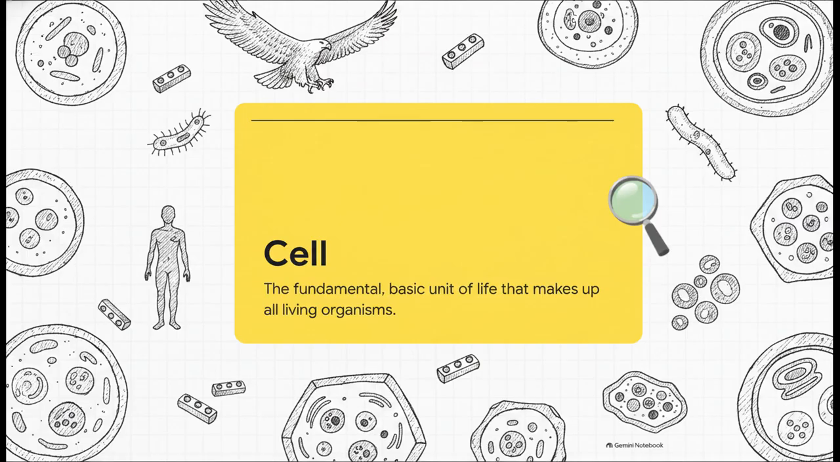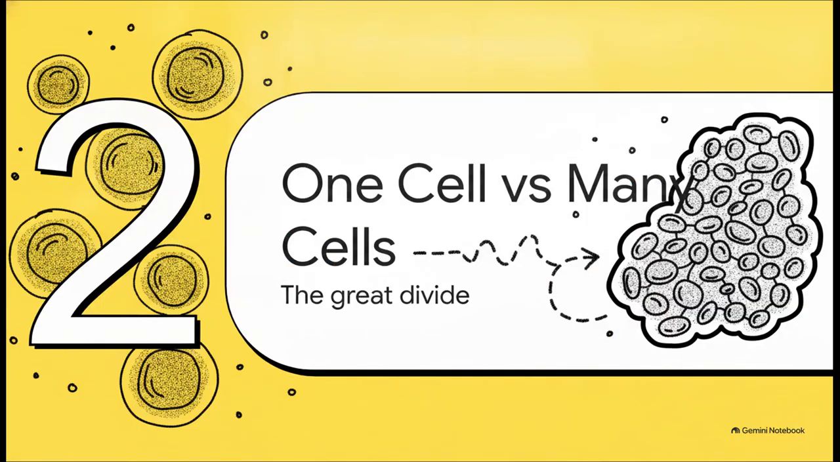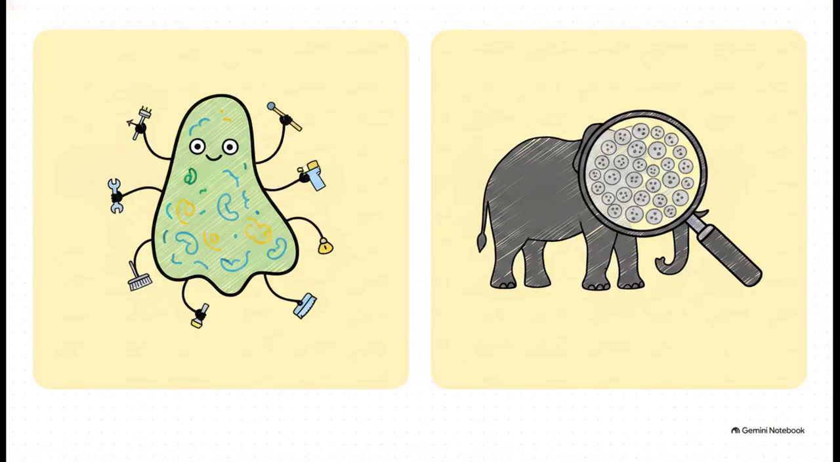Moving on to section 2, unicellular versus multicellular organisms, the great divide of one versus many. So while all life is made of cells, life definitely comes in vastly different packaging sizes. A unicellular organism consists of just a single cell, while multicellular organisms are made up of many, many cells.